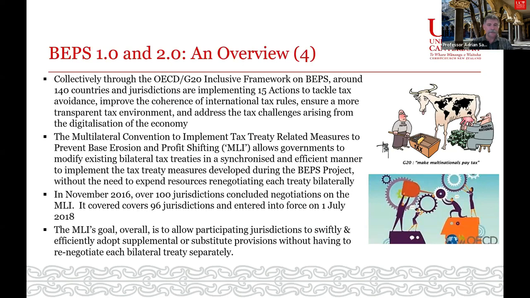As in November 2016, over 100 jurisdictions had concluded negotiations covering 96 jurisdictions, and therefore there were sufficient signatories, so this entered into force on the 1st of July 2018. So the overall goal is to allow participating jurisdictions to swiftly and efficiently adopt supplemental or substitute provisions without having to renegotiate the bilateral treaty on a one-by-one or separate basis.